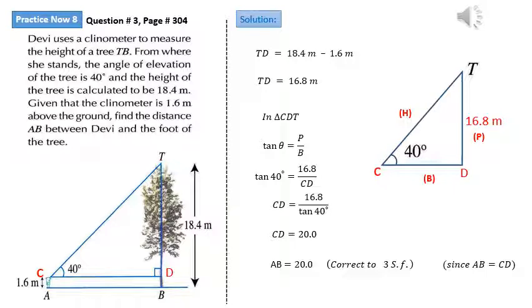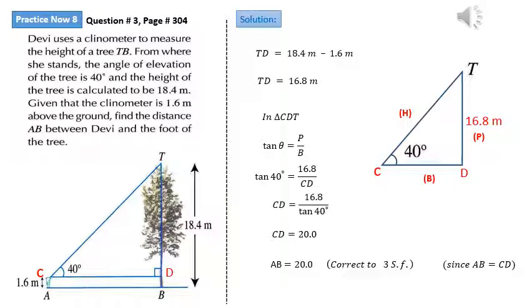Devi uses a clinometer to measure the height of a tree TB. From where she stands, the angle of elevation of the tree is 40 degrees and the height of the tree is 18.4 meters. Given that the clinometer is 1.6 meters above the ground, find the distance AB between Devi and the foot of the tree.